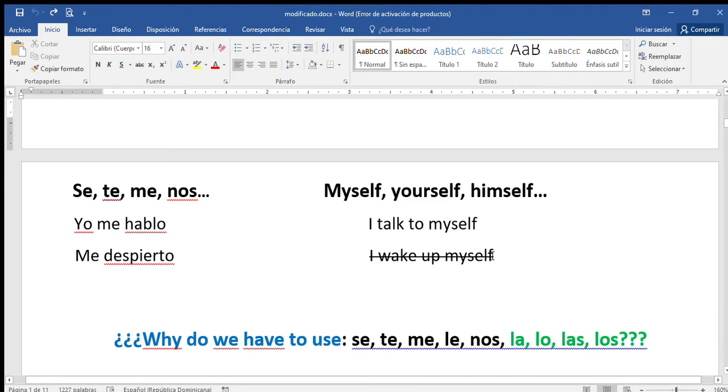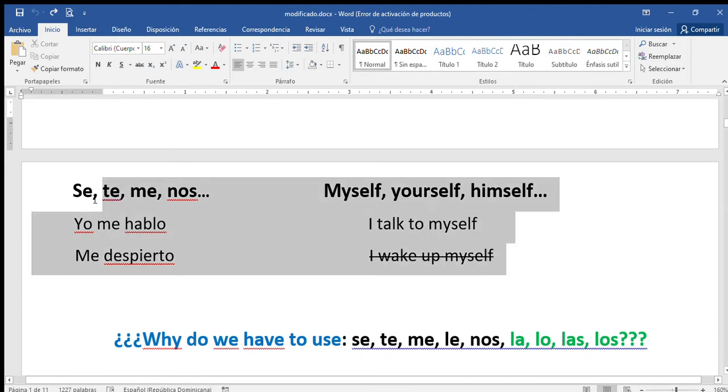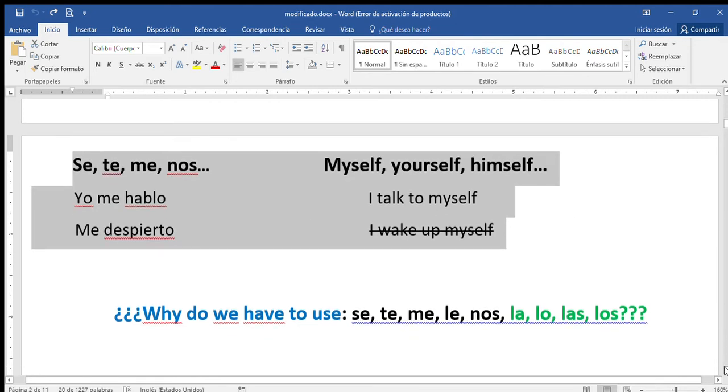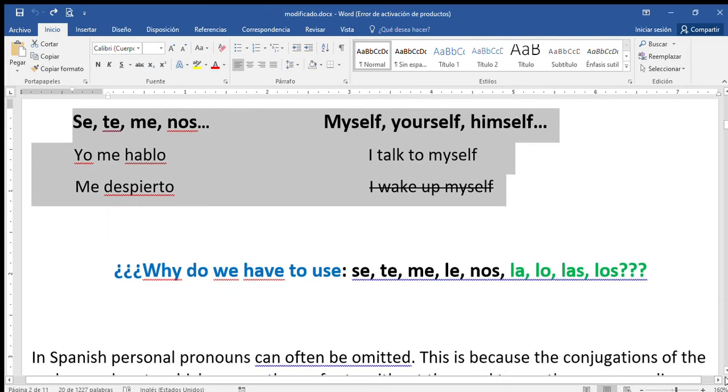So what I want you to see right here is that it's not a good option to try to translate reflexive pronouns from English to Spanish or Spanish to English. Why do we have to use se, te, me, le, nos, la, los, and so on?